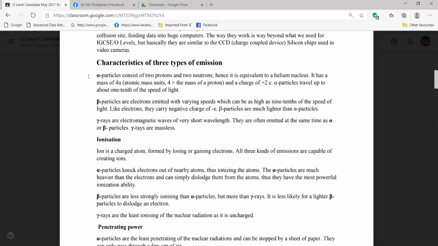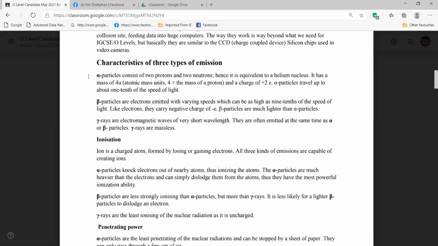Ionization. An ion is a charged atom formed by losing or gaining electrons. All three kinds of emissions are capable of creating ions. Alpha particles knock electrons out of nearby atoms, thus ionizing the atoms. The alpha particles are much heavier than electrons and can simply dislodge them from the atoms. Thus, they have the most powerful ionization ability.